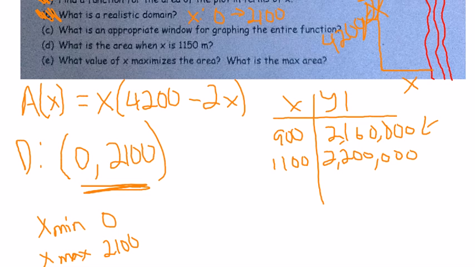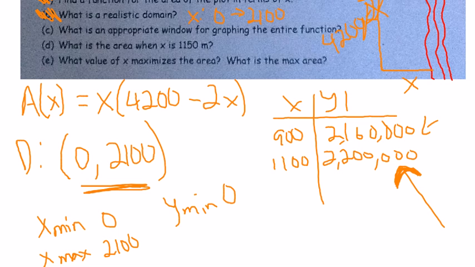Now, my y min. My smallest y is going to be 0, because that would be like having one of those two ends, where either I have x equal to 0, or x equal to 2100. So my y min is going to be 0. My y max, the whole reason I use this table feature is because this gives me a really good clue at what my y max is going to be close to.